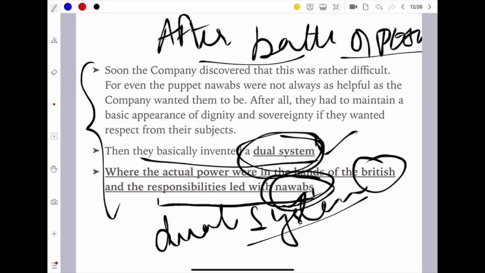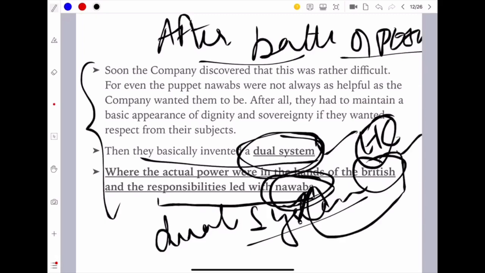What was the dual system? The East India Company was just pretending to give the rights to the Nawabs, but the actual financial rights were in the hands of the Britishers, right?